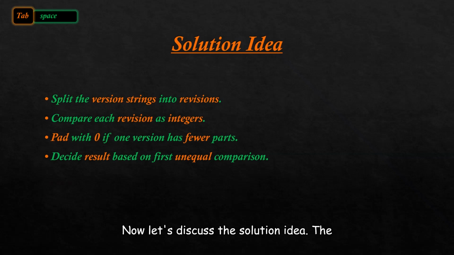Now let's discuss the solution idea. The problem can be solved by splitting the version strings into their individual revisions. We then compare each revision as an integer, which automatically takes care of leading zeros. If one version has fewer revisions, we pad it with zeros to ensure both versions are aligned. Finally, the result is decided based on the first mismatch we find. If all revisions match, the versions are equal.